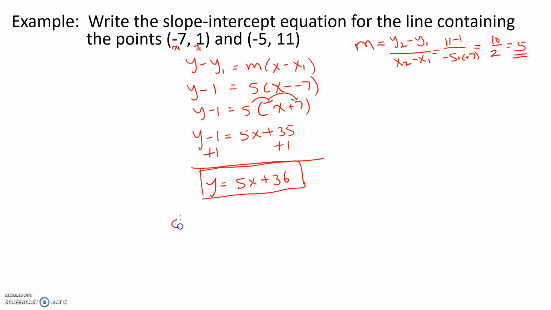We can always check this to see whether we did it correctly. In order to check this, we will take either point and replace the y with the y value, the x with the x value. Since we used the point (-7, 1) in our point-slope form, let's test the equation using the point (-5, 11). For that, I will replace the y value with 11 and the x value with negative 5. 5 times negative 5 is negative 25, plus 36, and negative 25 plus 36 will be 11. Since 11 equals 11 is a true statement, I know that this equation is correct.